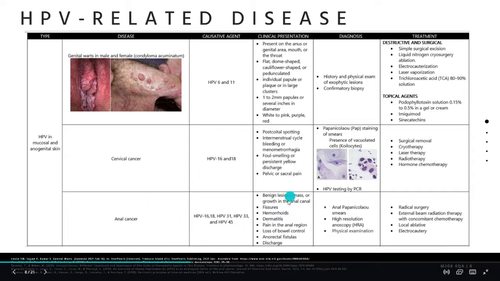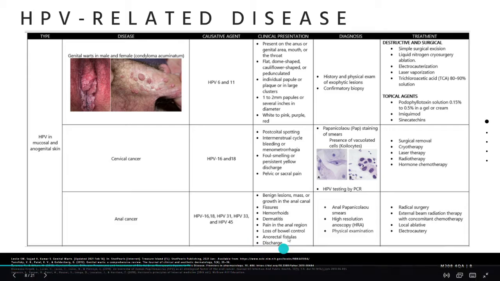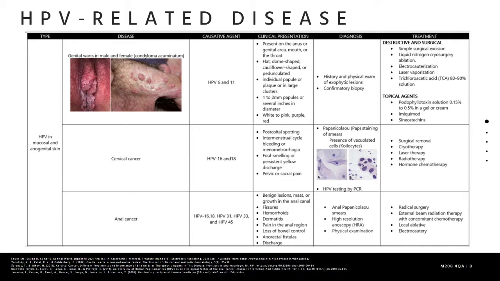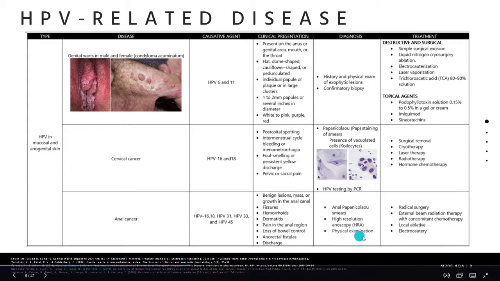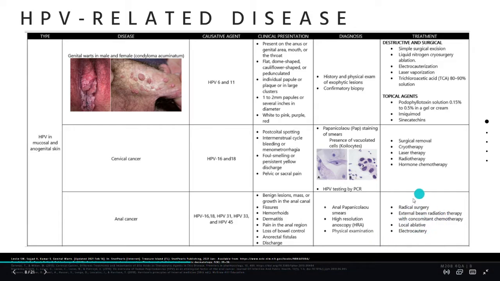And finally, for anal cancer, it may manifest as benign lesions that arise in the anal canal, but also a mass or a growth may appear in the later stages. And then there are lots of other manifestations. You can diagnose it by anal Pap smears, also through physical examination and high resolution anoscopy, wherein you examine the anus for abnormal cells that have a high likelihood of turning into cancer. And then you can also use a combination of these treatments to treat anal cancer.